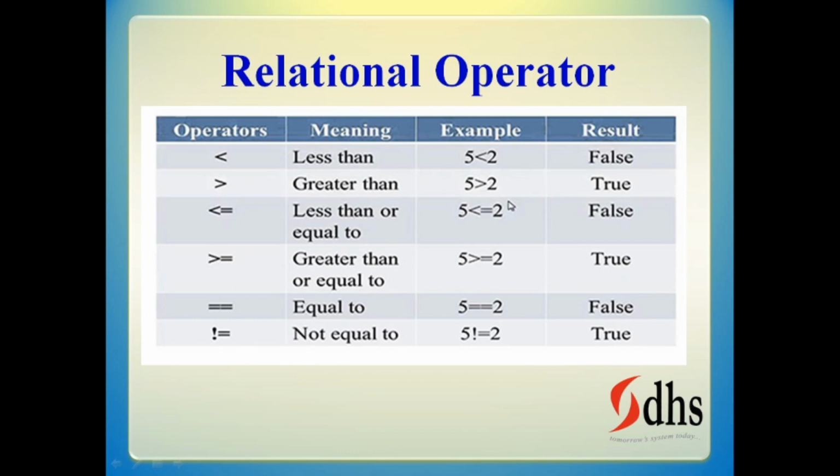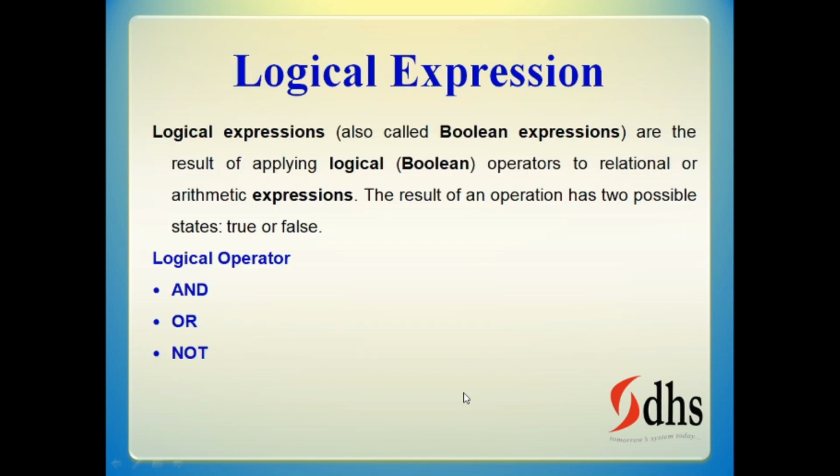Next we are going to see the logical expression. There you will understand very clearly. 5 is equal to 2 is false. 5 is not equal to 2 is true. So these are the things. This is called a Boolean result. A relational expression gives you a Boolean result, either true or false. We will see more detail in the next session, which is the logical expression.